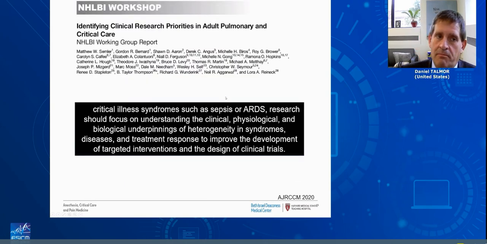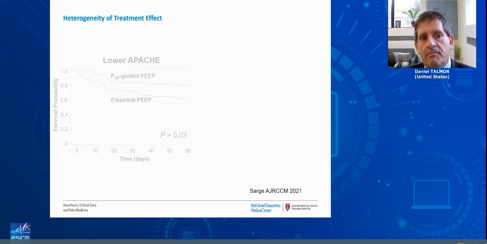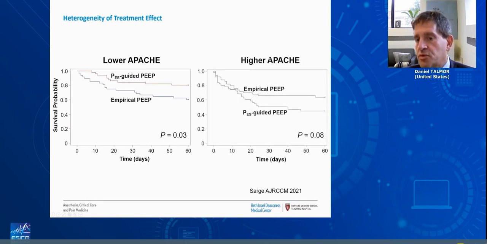And there we re-looked at everything using this approach of heterogeneity of outcome based on patient syndrome. And if you look at that, the lower APACHE patients, so the less sick patients, actually did better in the intervention arm. Those patients did better when their PEEP was guided by esophageal pressure. On the other hand, the patients with a higher APACHE level did worse when their PEEP was guided by esophageal pressure. So what was happening here?